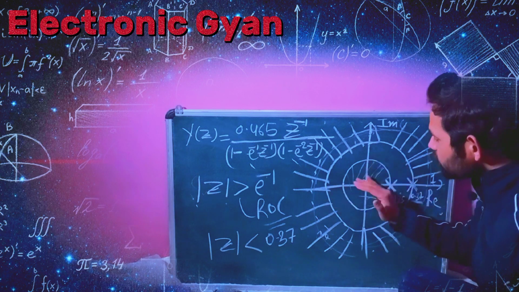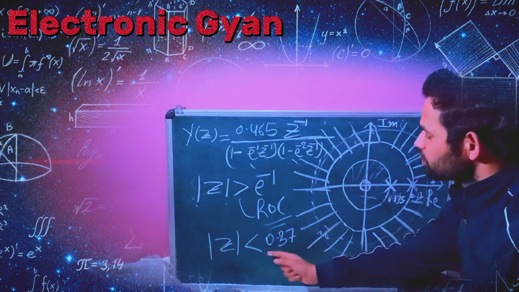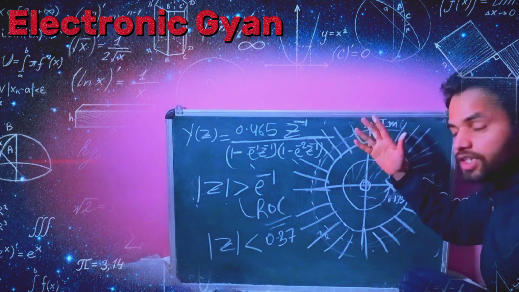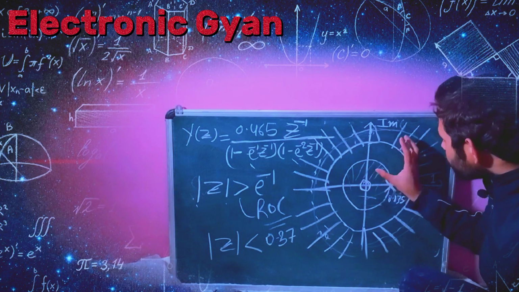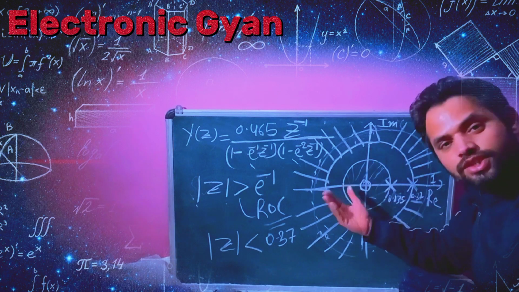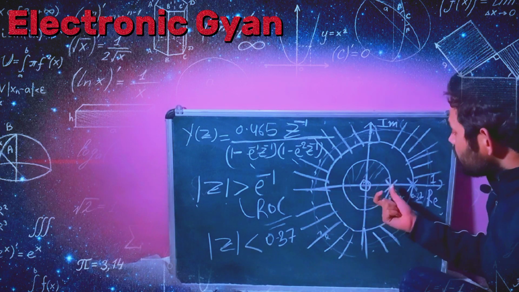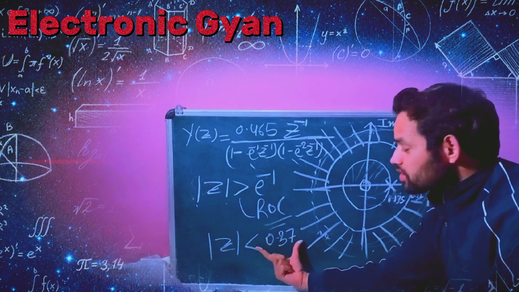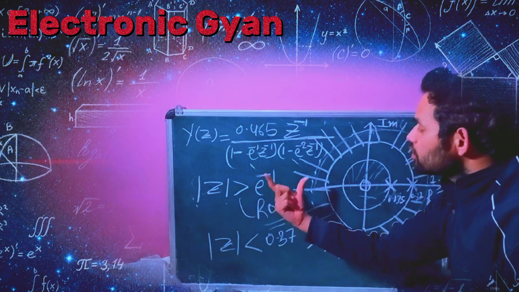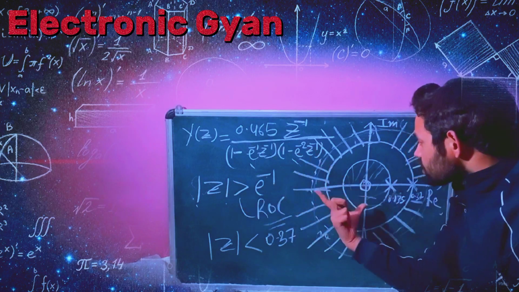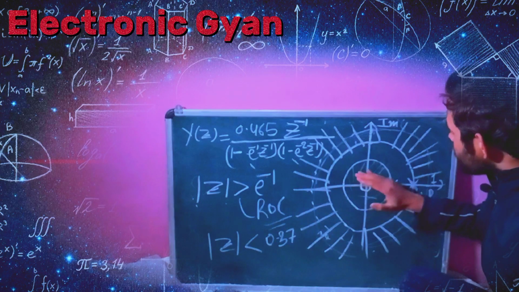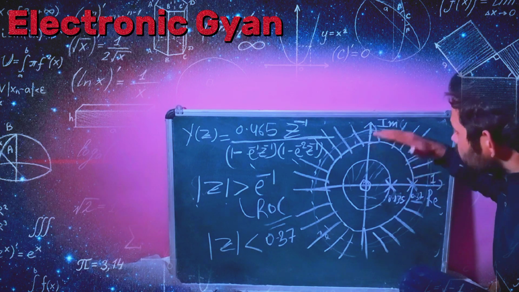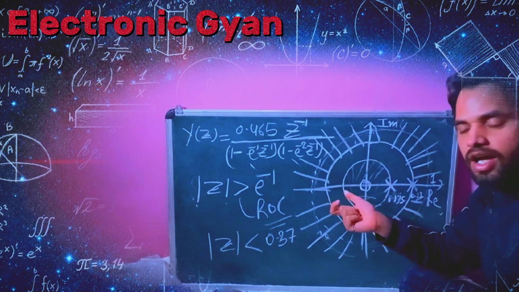If I am choosing this inner side ROC, see, this is not an outward ROC, meaning it is not causal, and also this ROC is not containing the unit circle, so it is also not stable. So for this ROC the system is neither causal nor stable. If I choose this other ROC, the system is stable as well as causal, because the ROC is crossing the unit circle, and also the ROC is outward. So that is both causal and stable.